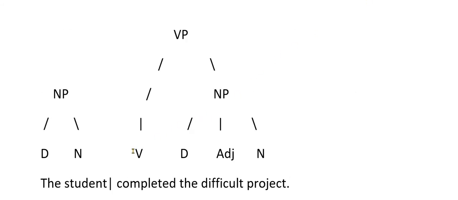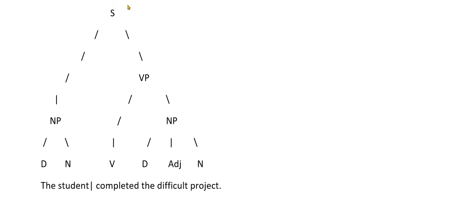Then I'm going to group the verb and the noun phrase together as a verb phrase, so then I can complete that part of the sentence. Lastly, we have the sentence consists of a noun phrase and a verb phrase. So the noun phrase, the student, the verb phrase, completed the difficult project. You see why I put that line there? So everything after student is all part of the verb phrase.